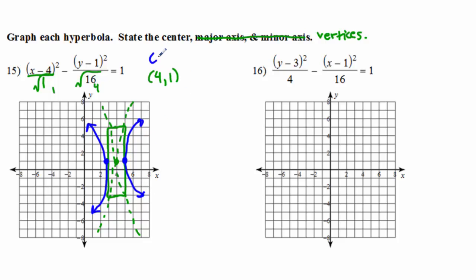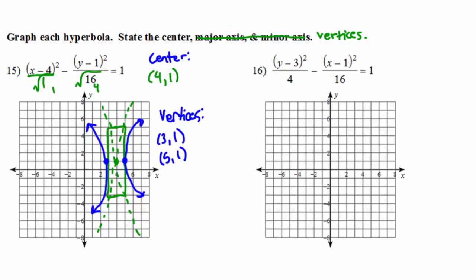Now we can tell what our vertices are. Now that we have it graphed, I think it's way easier once it's graphed to tell. This would be at 3, 1. And then this one would be at 5, 1.